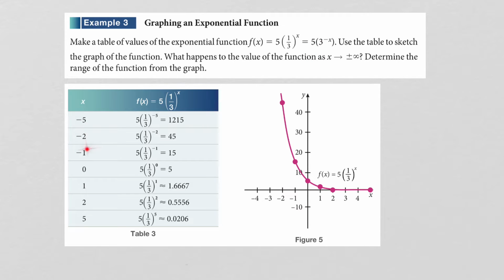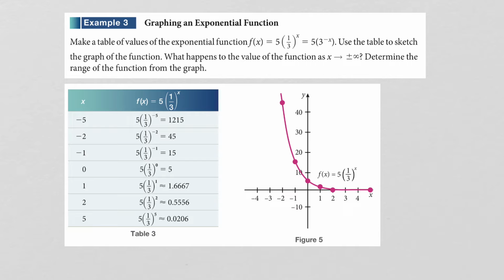And over here we have a table of values, and you can get these values by plugging these numbers into the function and using a calculator to approximate the result. So for example, when you plug in x equals -5, you get 5 times 1/3 to the negative 5 power. And if you plug that into a calculator, you get 1,215. So if you do that for all of these numbers, you'll see these y values.